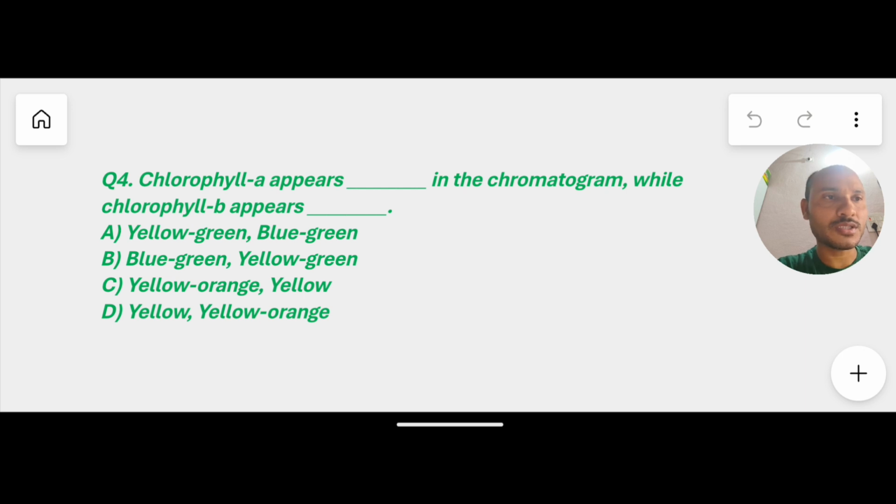So this is all about the concept of chlorophyll pigments and their structures.